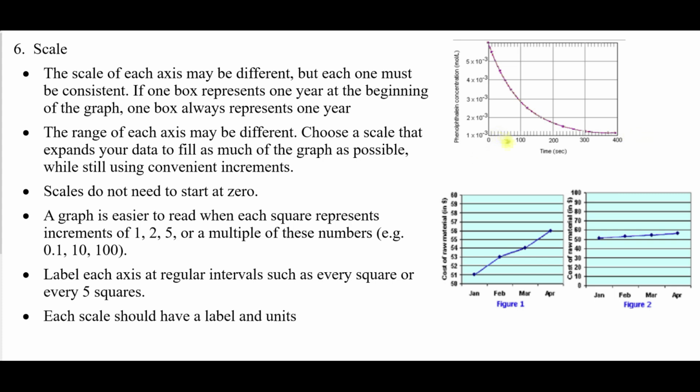Scales do not need to start at 0. The origin does not have to be 0. In other classes that may be true, but in chemistry that doesn't work very well. It's easier to read if you use multiples of 1, 2, or 5. Make sure you label it every so often. It doesn't have to be every square, but maybe every 2 squares. And again, each label should have both a number and a unit.